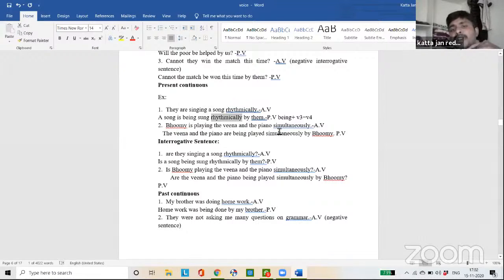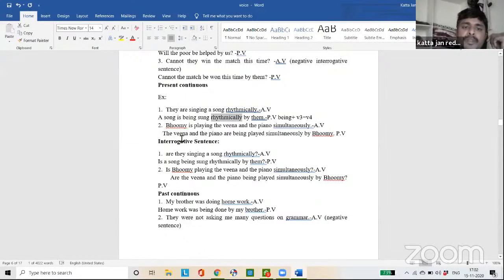Then subject becomes object. Next, Bhumi is playing the veena and the piano simultaneously. This is the sentence we have. See, Bhumi is playing what? The veena. Is that only veena? No, veena and piano.